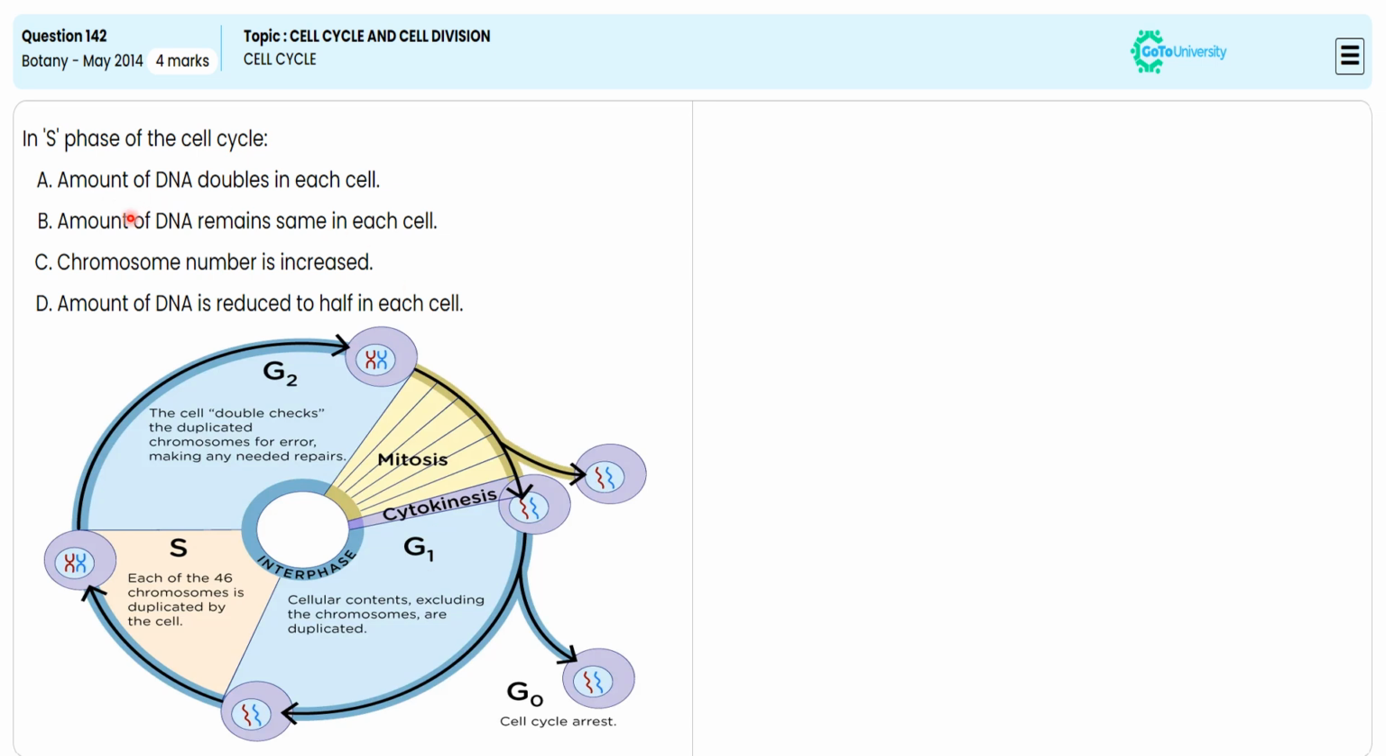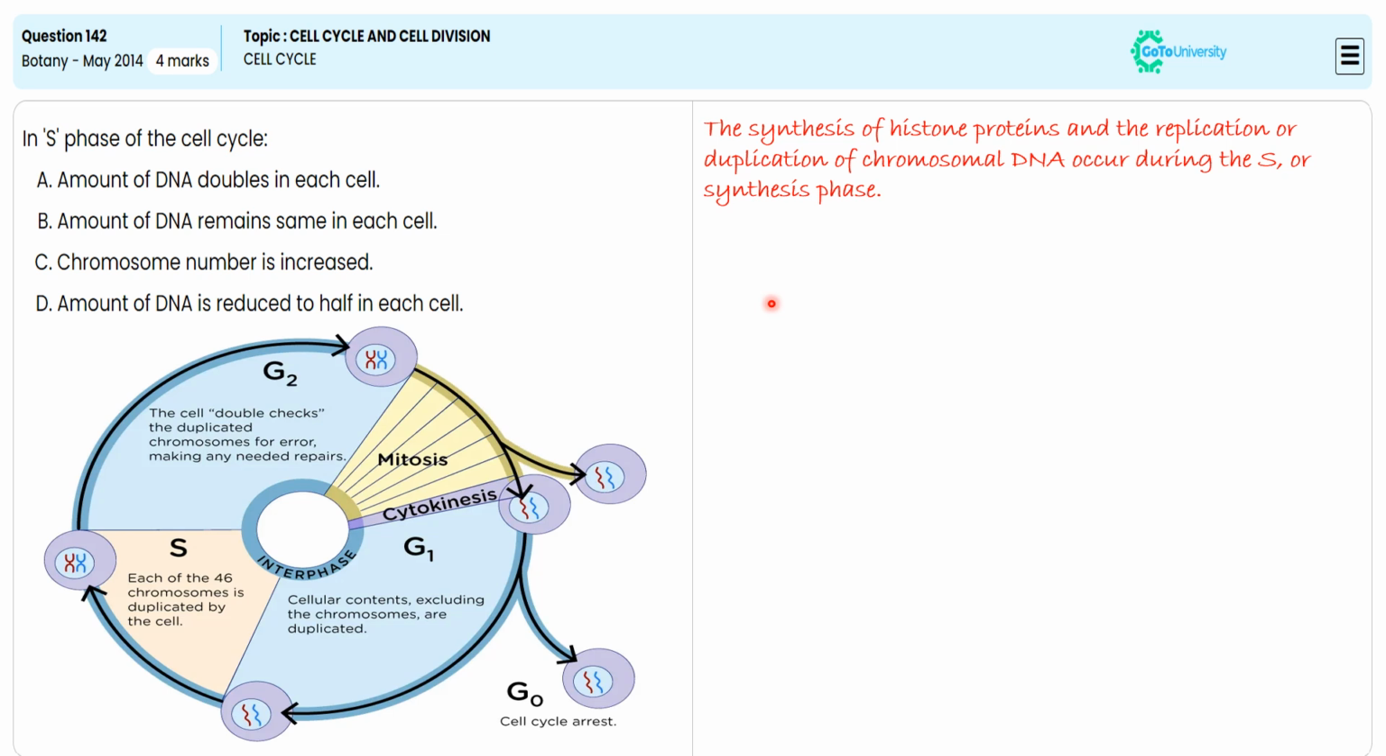What is the illustration we have given with this pictorial representation? We are giving it as a recap, to take as NEET notes for future reference. The synthesis of histone protein and the replication or duplication of chromosomal DNA occurs during S phase, or the synthetic phase. The amount of DNA in each cell doubles throughout this period.